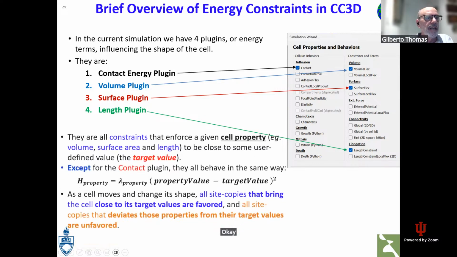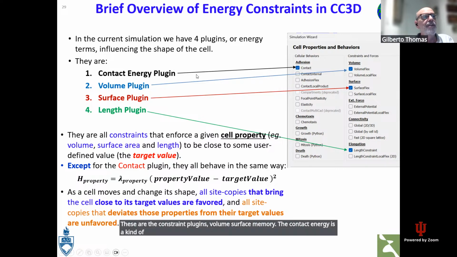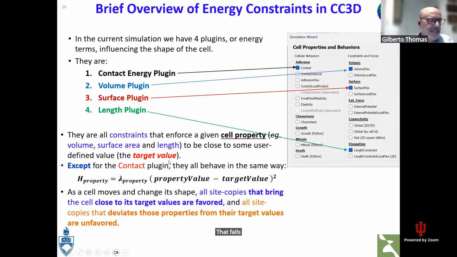Every single plugin has controls of cell properties, like volume, surface area, and length. These are the constraint plugins: volume, surface plugin. The contact energy is a kind of different. It doesn't fall in that category of plugins. But this one we can control according with this expression here.